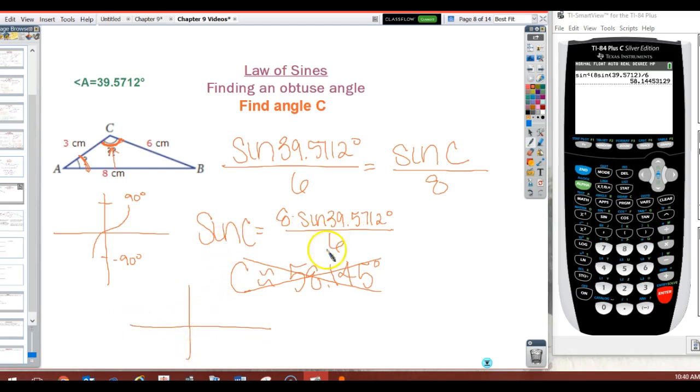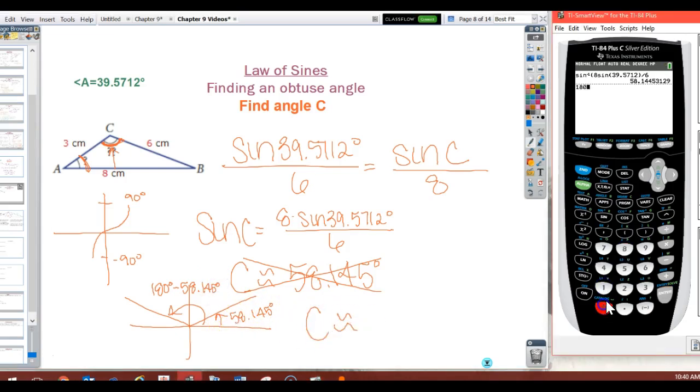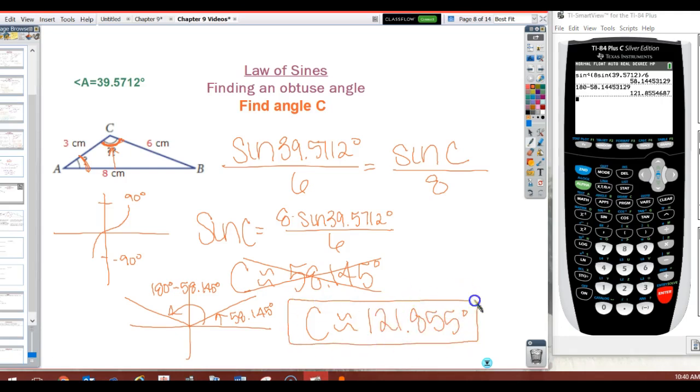And so I know that sine is going to be positive in the first quadrant, which this is that 58.145 degrees. But it will also be positive in a second quadrant, and that's the angle that sine inverse doesn't give us. And so to find this angle, we can take 180 minus this reference angle. Keep in mind this is a rounded angle, so to find the actual angle for C, I'm going to take 180 minus this entire answer. And so I will end up getting 121.855 degrees. And this is the correct answer.